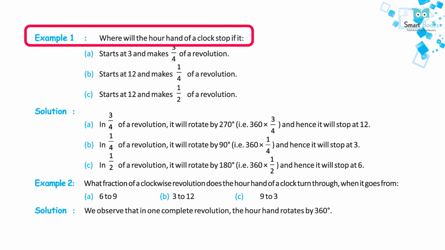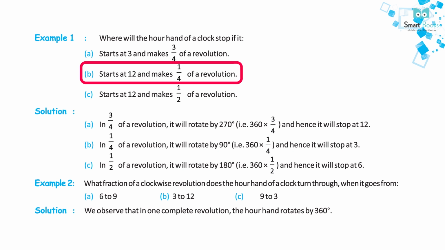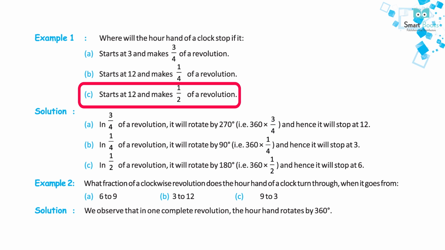Example 1. Where will the hour hand of a clock stop if it A. starts at 3 and makes 3/4 of a revolution, B. starts at 12 and makes 1/4 of a revolution, C. starts at 12 and makes 1/2 of a revolution?